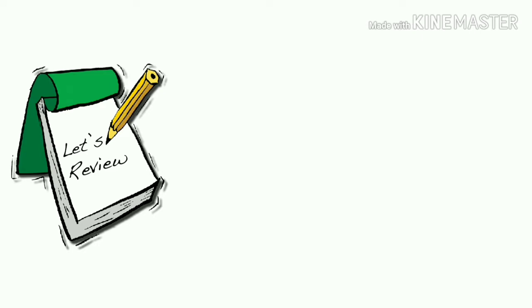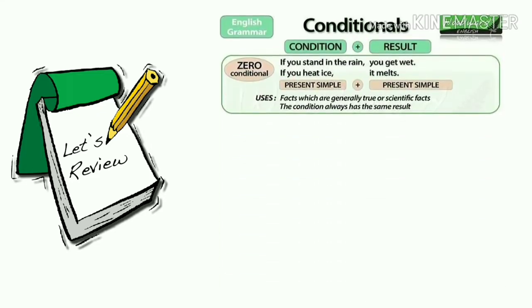Let's have a quick review over conditional type 0 and conditional type 1. Conditional type 0 is composed of a condition plus result. It is used with the simple present and simple present. So if you stand in the rain, you get wet. If you heat ice, it melts. We use it for facts which are generally true, or scientific facts. The condition always has the same result.